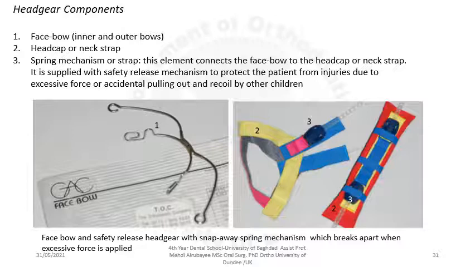And it is supplied with a safety release mechanism to protect the patient from injury during excessive force or accidental pulling out and recoil by other children. So if there is excessive pulling, this will be dislodged and separated, making the headgear separate from the inner or outer bow of the face bow and thereby keeping the patient from injury.